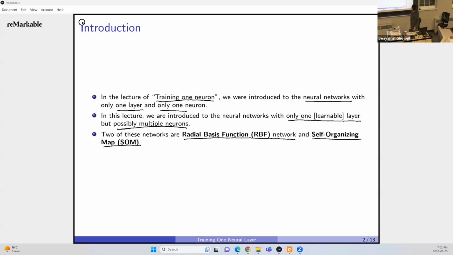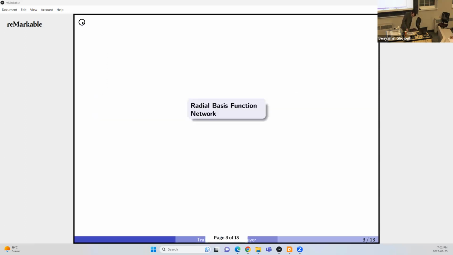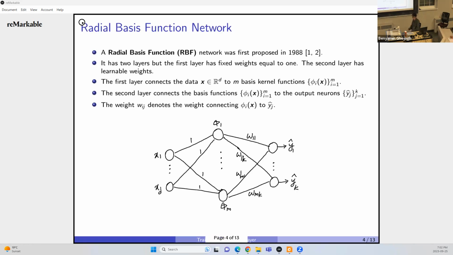So first, let's talk about the radial basis function network. A radial basis function, in short RBF, was first proposed in 1988. You can see references 1 and 2 for that.